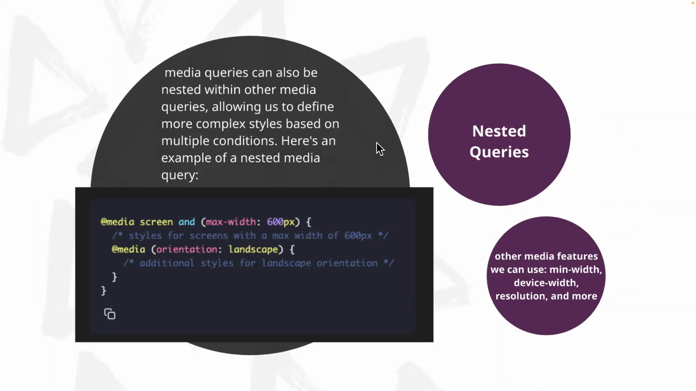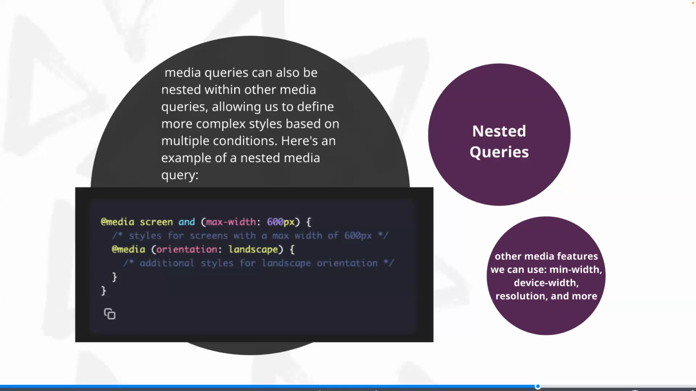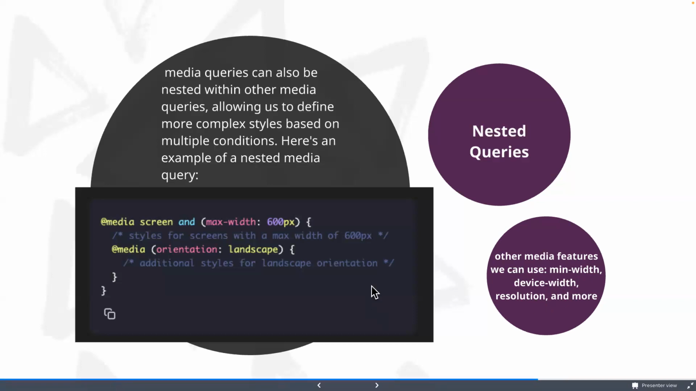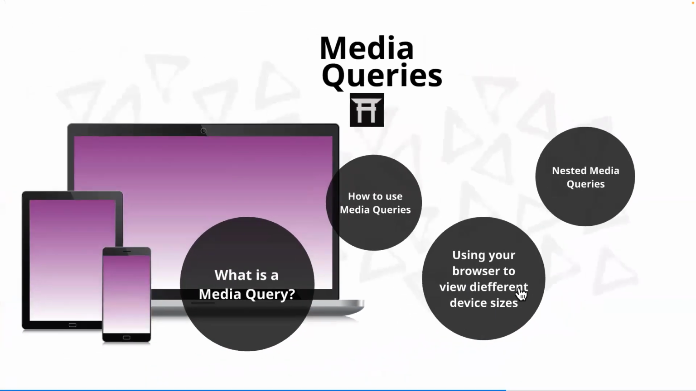Nested media queries. Media queries can also be nested, allowing us to define more complex styles based on multiple conditions. As you can see here, this one is dealing with the orientation landscape, and that's within this max width. We're going to learn about what these sizing styles are. We can also use min width, device width, and resolution. Today we're going to be working with min width. All right, and that's the end of our slide.